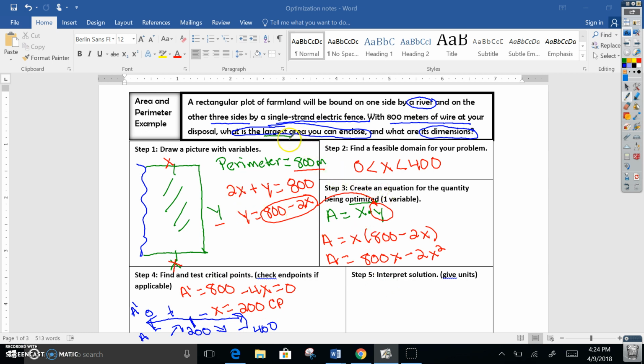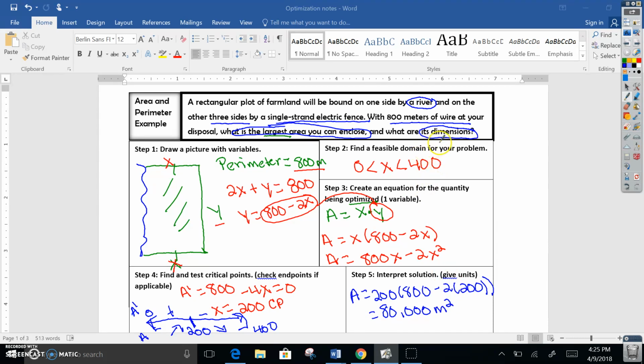So let's answer the first question. What is that largest area? Well, I can just go back to my area equation here and plug in my 200. Either one will work, it doesn't matter. 200 times the quantity 800 minus 2 times 200. Then I can get the result, which I believe comes out to 80,000 meters squared. That is the area.